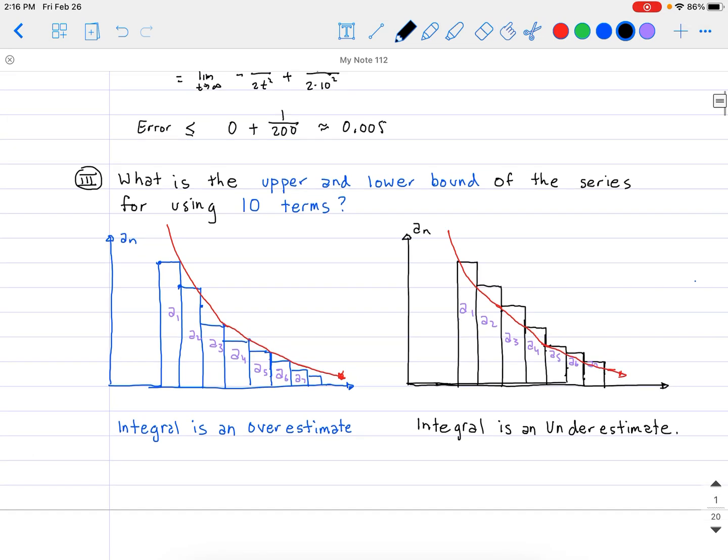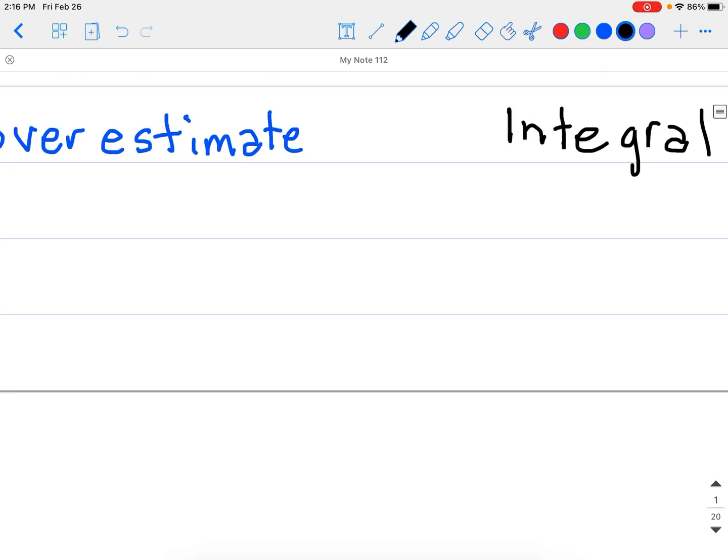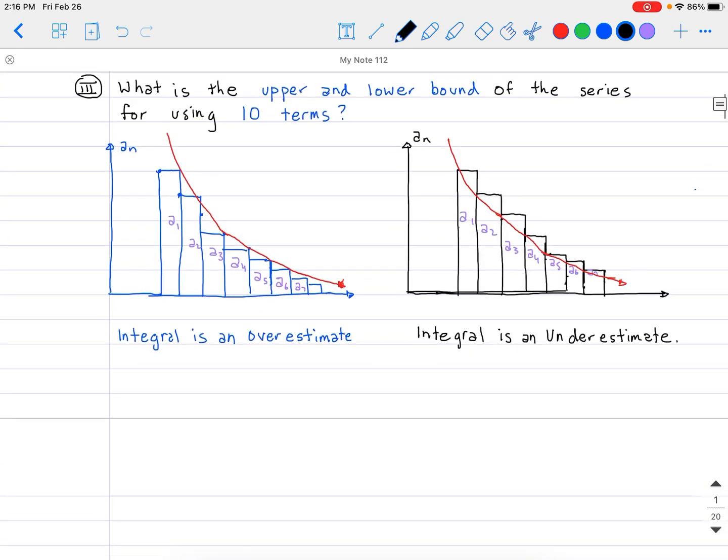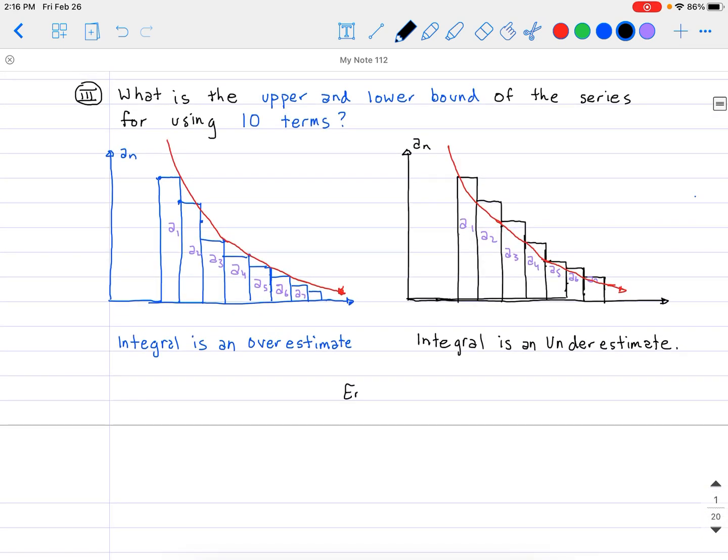So in this case, what that means is that there is actually a nice bound that we can use to figure out what the error is going to be between. So here, let me just set it up then. In short, what I was trying to say is the following. Your error that you're trying to find is bounded above by the integral from 10 all the way to infinity of a of n dn.